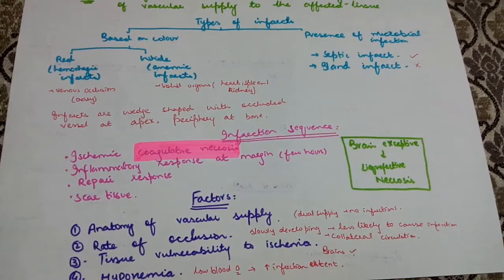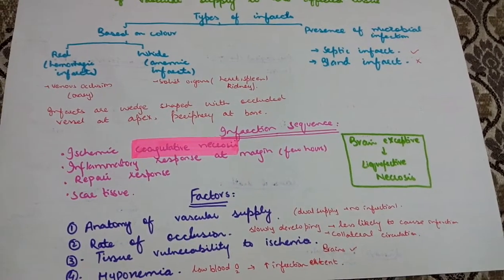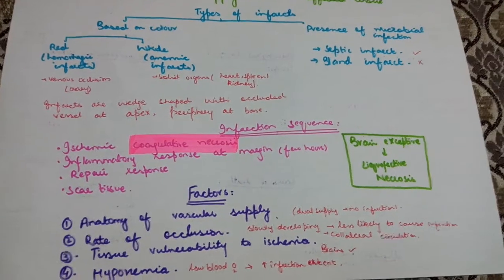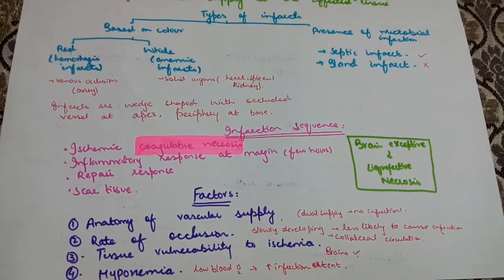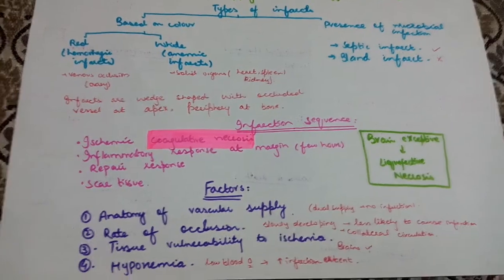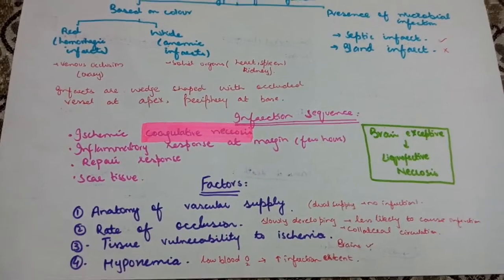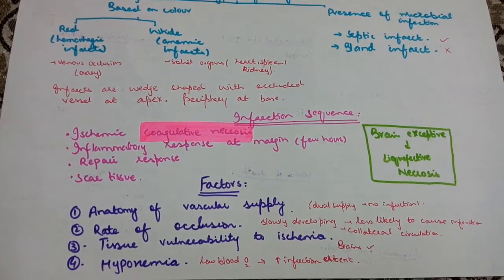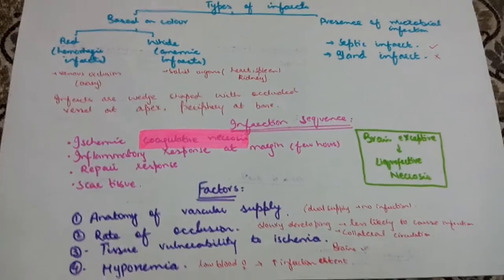On the basis of presence of microbial infection, if microbial infection is present, it is called a septic infarct, while if there is no microbial infection, it is called a blind infarct. Infarcts are wedge shaped with the occluded vessel at the apex and the periphery at the base. This is an important point.